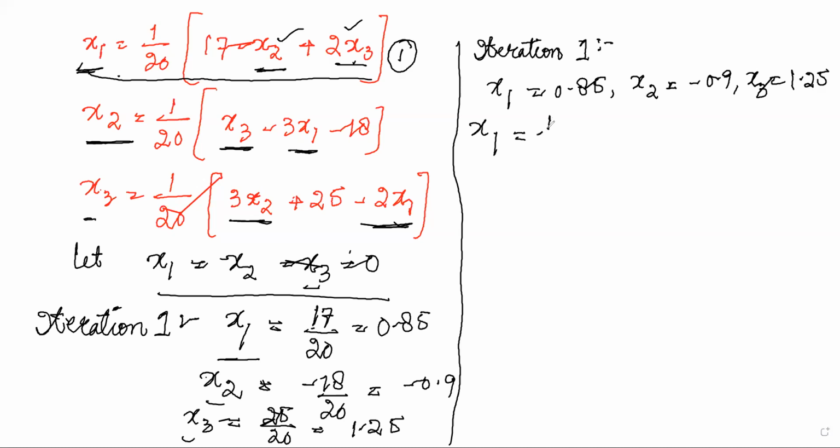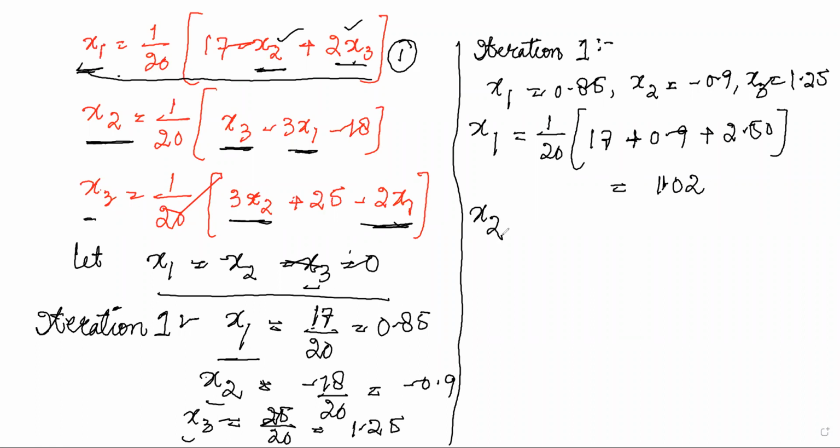That will be 1 by 20 times 17 minus x2. x2 is minus 0.9, so minus minus will be plus 0.9, and plus 2 times x3, that is 2 into 1.25, that is 2.50. So x1 will come out equal to 1.02.